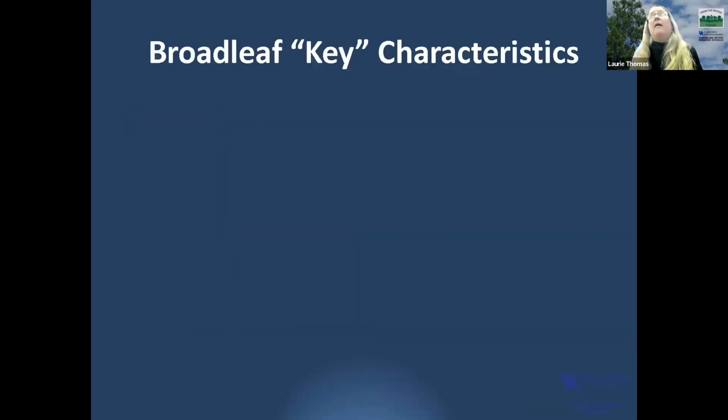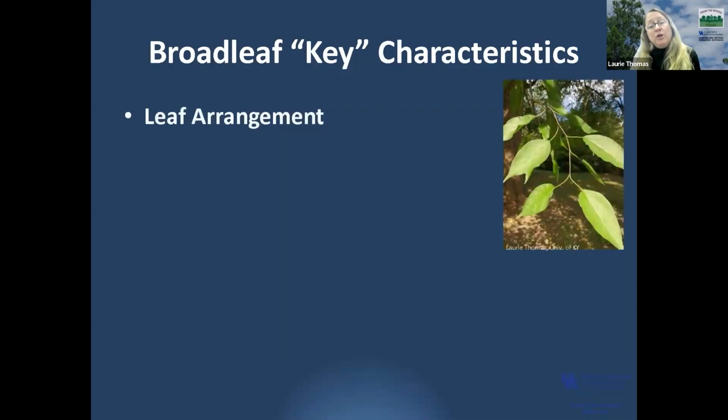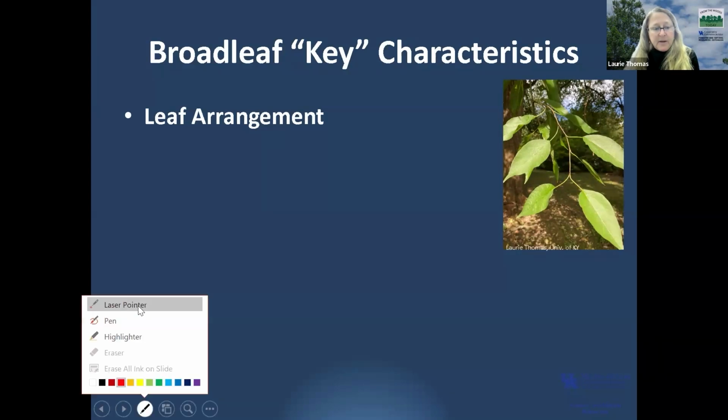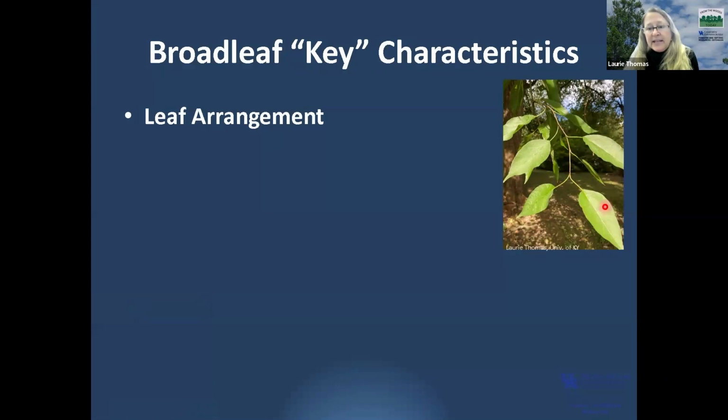So let's talk about all the rest, our broadleaf or our deciduous trees. Now we have some different characteristics to look at when we're looking at broadleaves. We're going to look at leaf arrangement, and leaf arrangement is simply looking at how these leaves are arranged on the twig. Are they across from each other? Are they alternate from each other? And we'll go over more of that.